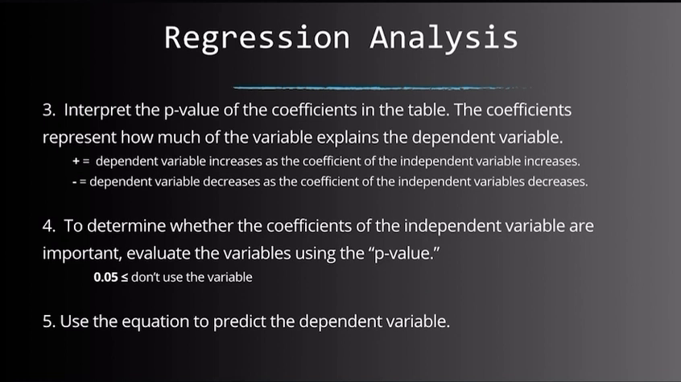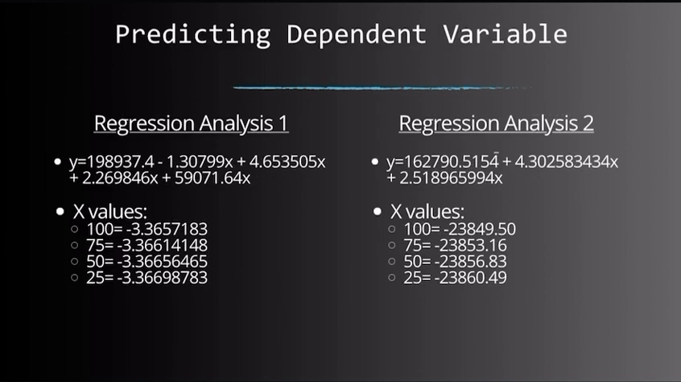Step 5 is to use the equation to predict the dependent variables. Trying to see when the ratings started decreasing, we plugged in the values 25, 50, 75, and 100. But for regression analysis 1, all those values stayed at negative 3.36.